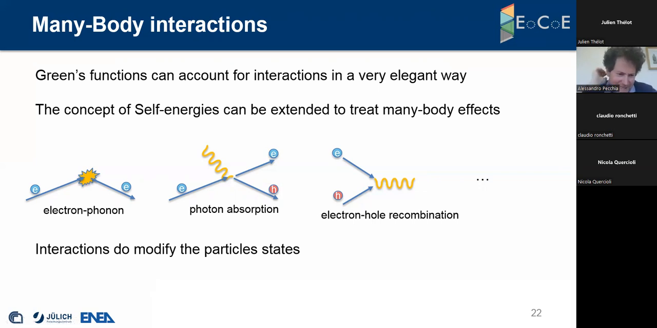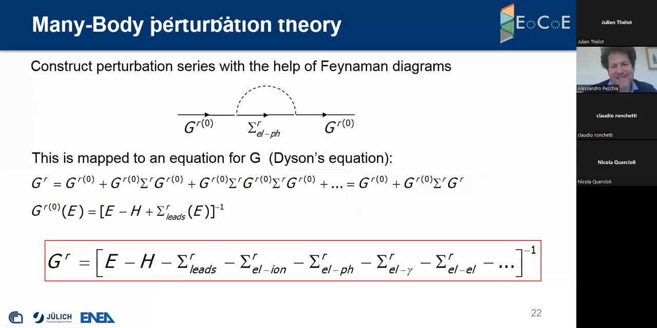All these mechanisms can be treated, and they can be treated in a perturbation theory that is called many-body Green's function theory. I just show you this slide for the one that might be interested. In fact, Feynman introduced this idea of writing diagrams whenever you have a complicated mathematical expression. You can construct a complicated perturbation series because the interaction between, I don't know, an electron and a phonon can be expanded into a series.